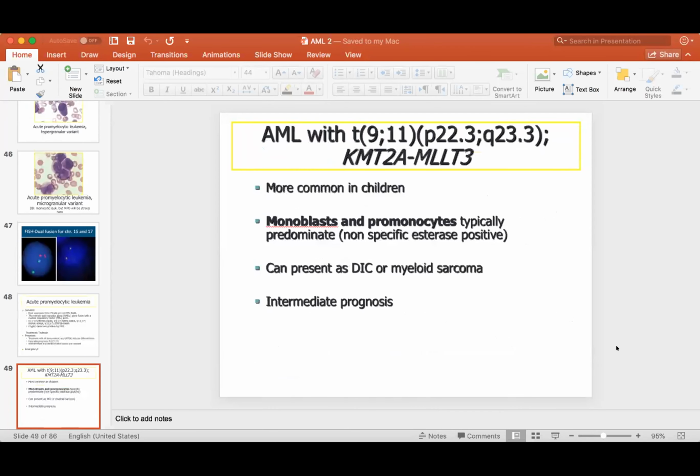We're still in the category of AML with recurrent genetic abnormalities. Now we're talking about translocation 9;11. This is more common in children, and you have to know it shows monoblasts and promonocytes. Again, this also can present as DIC, not as common as APL though, or as a myeloid sarcoma, and has an intermediate prognosis. So for each type of AML, just know a couple of keywords that will help you remember it. So for 9;11, usually children, monoblast or promonocyte, and intermediate prognosis.